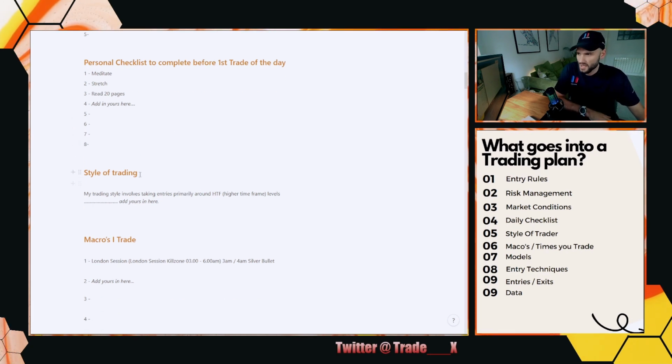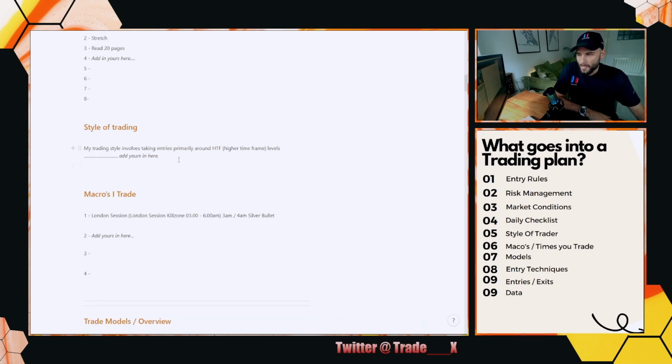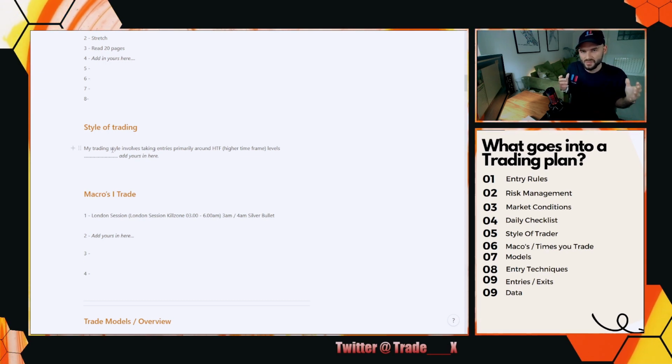Below that, style of trading. Important. A lot of people don't even know their style of trading. If you ask a trader, what's your style of trading, they'll give you like buttons, right? You want to be very, very clear in terms of your style of trading. What is it that you're looking to trade? We're all different, and your personality over time will reflect the type of trader that you are, okay? It's just how it is.